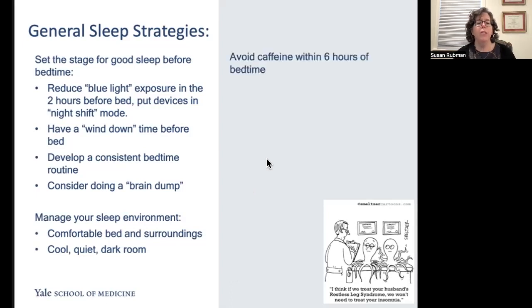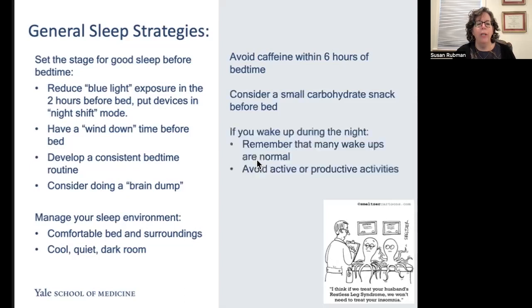The recommended temperature for sleeping environments is actually less than 68 degrees. Avoid caffeine within 6 hours of bedtime. Caffeine has a 6-hour half-life. The data on caffeine and sleep are elegant and very clear. The more caffeine we consume, the more awakenings there are, whether people recognize those awakenings or not. Which sounds kind of funny, but the data show that when people are given caffeine prior to bedtime, they experience more awakenings.